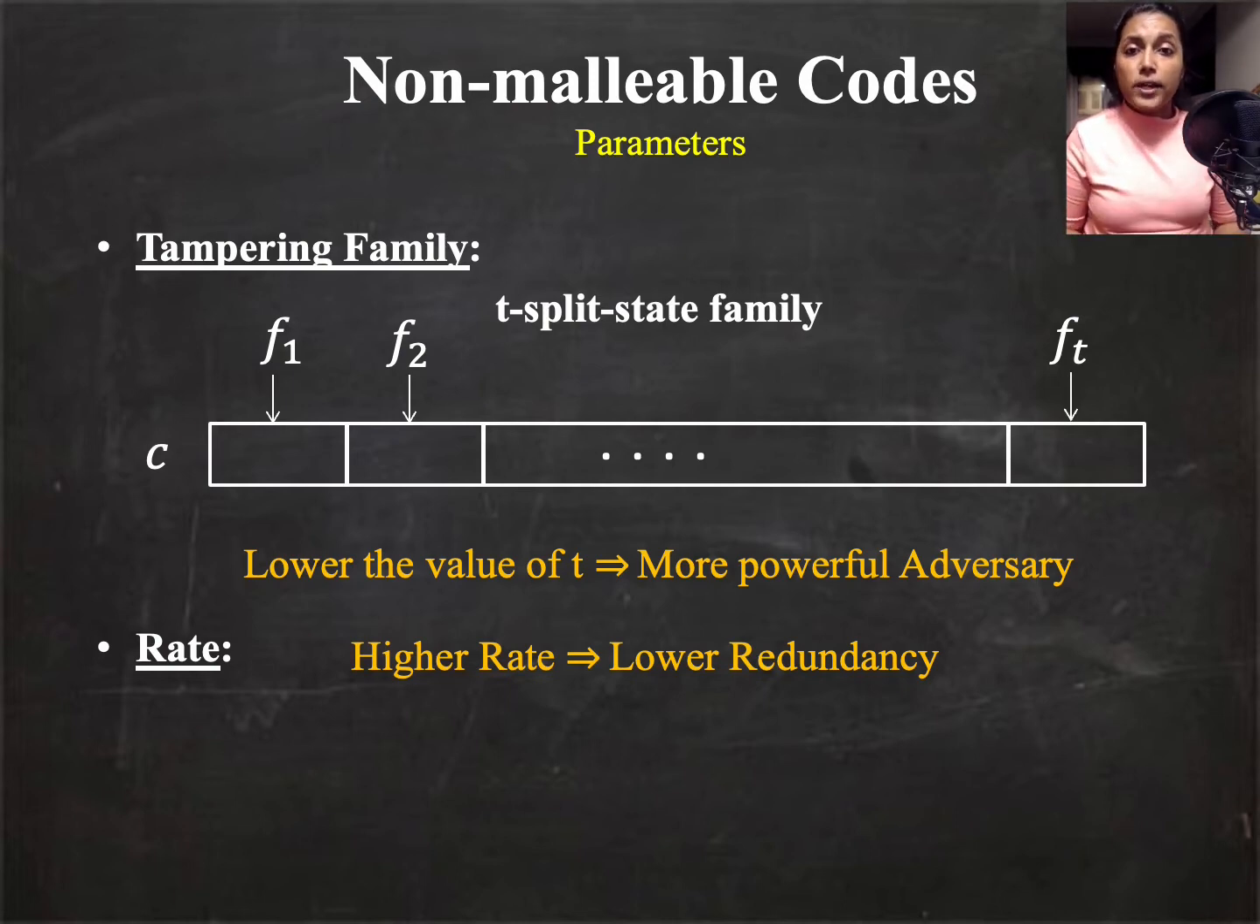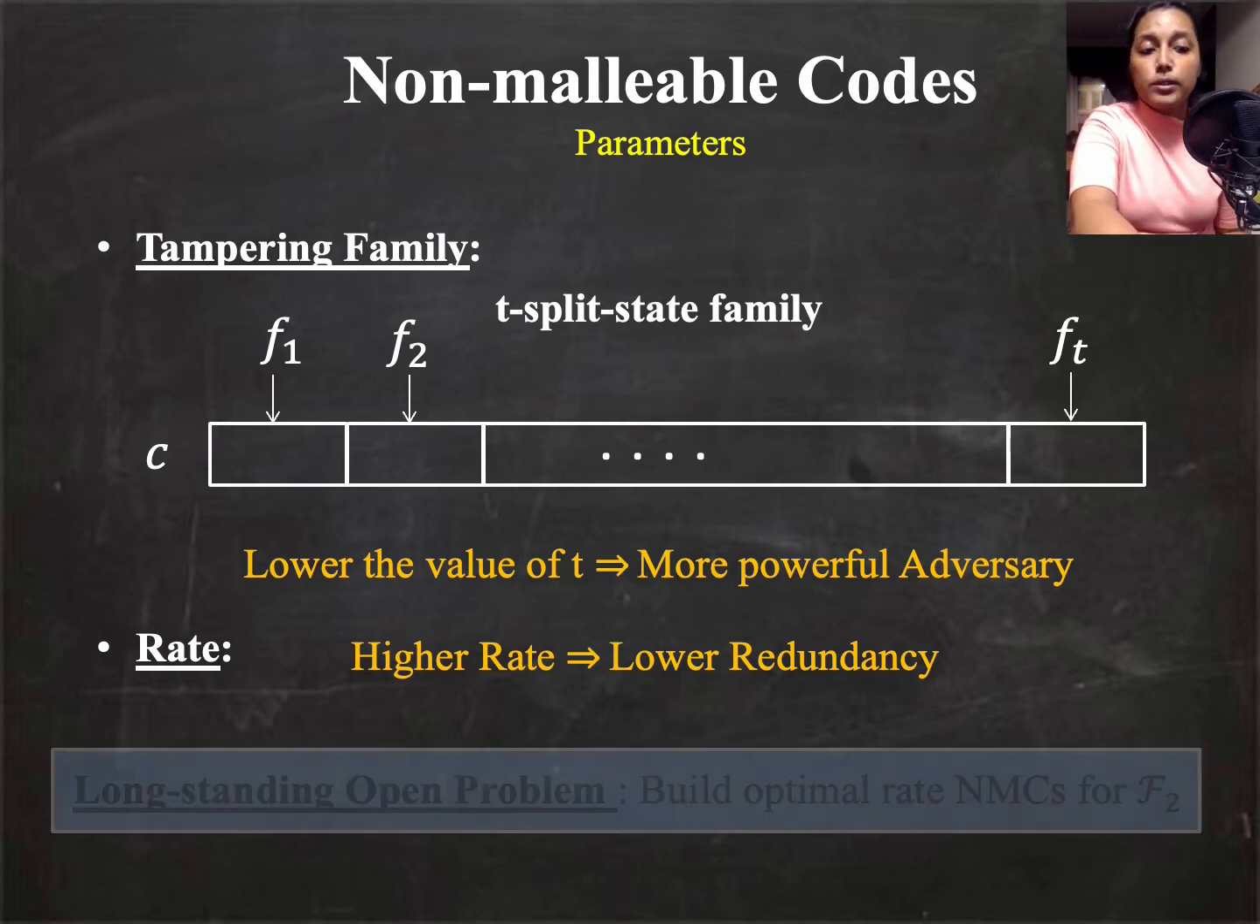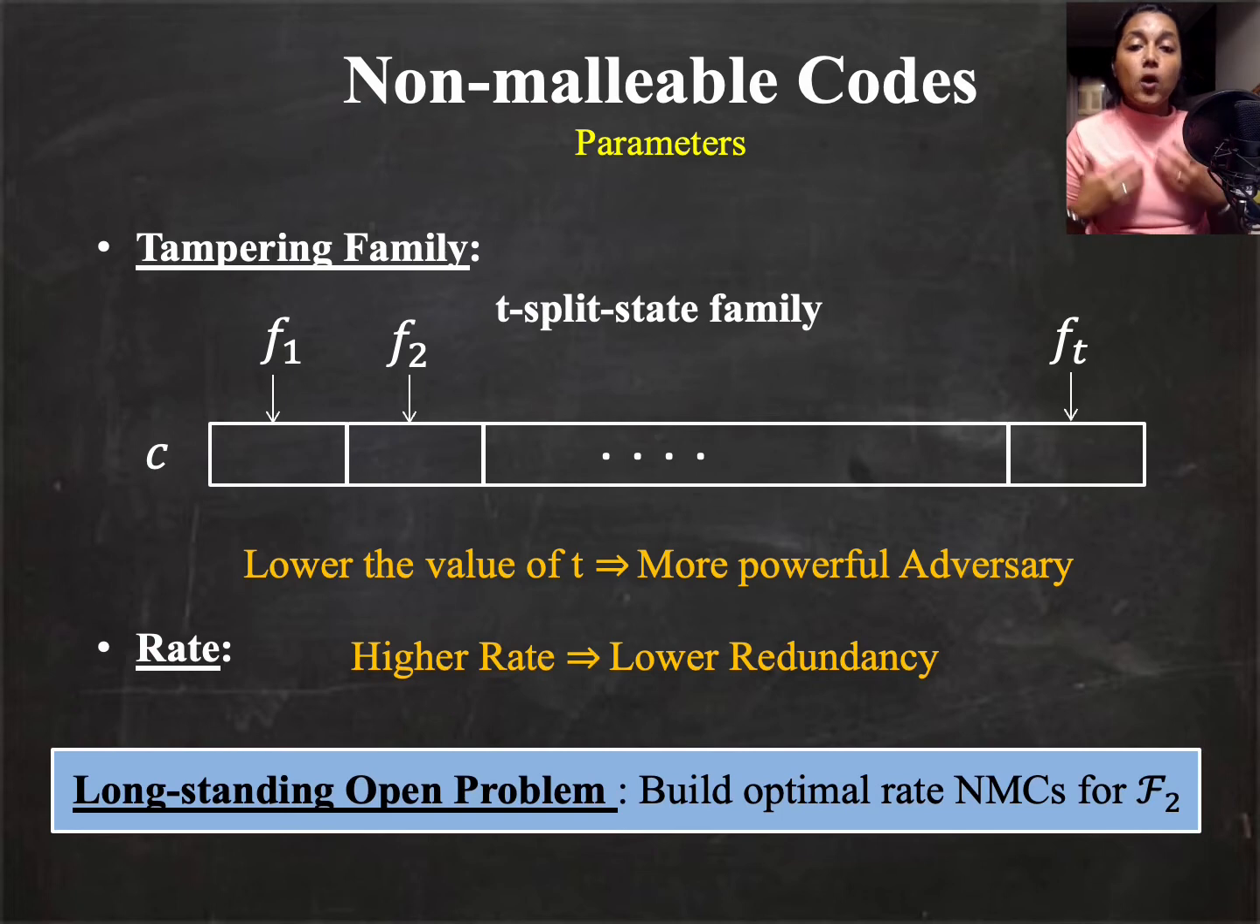So having defined the two parameters of interest, a long-standing open problem in this realm has been to build optimal rate codes against the strongest possible tampering family here, which is the two-split state model. And this is the goal that we set to achieve through this talk.